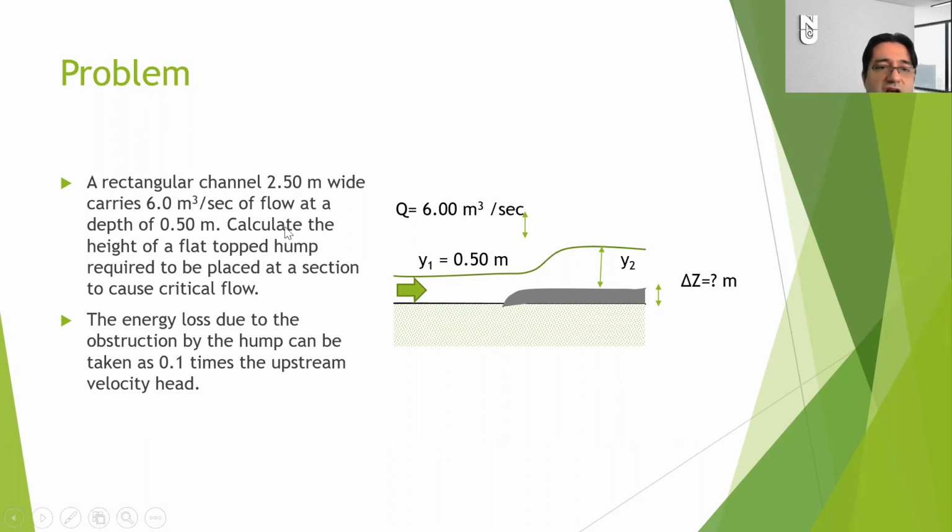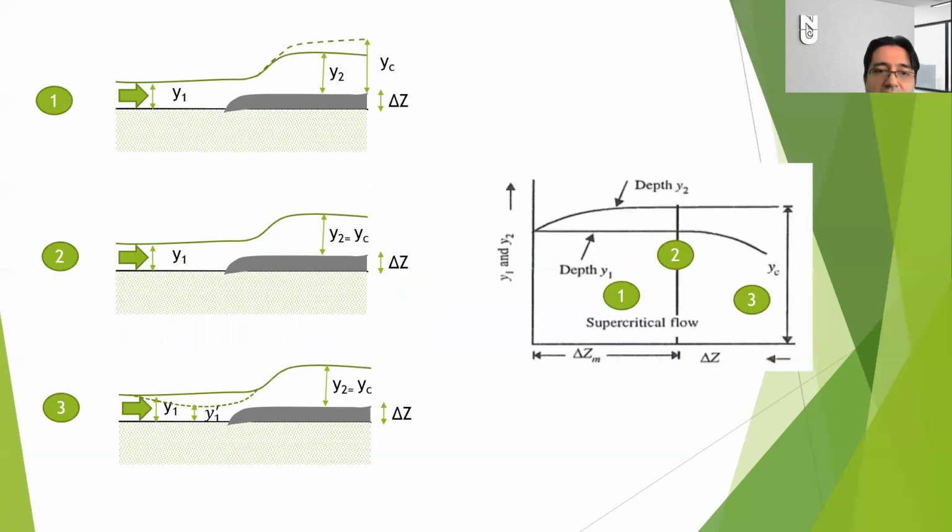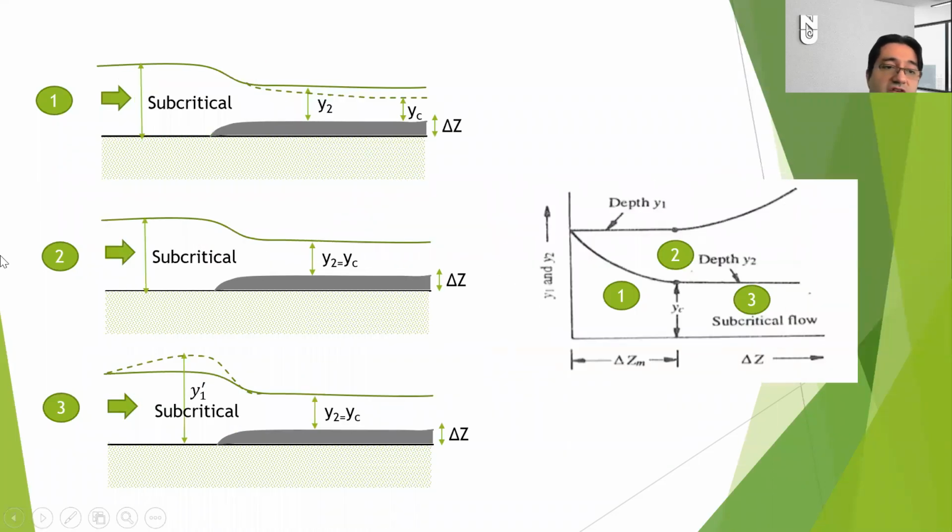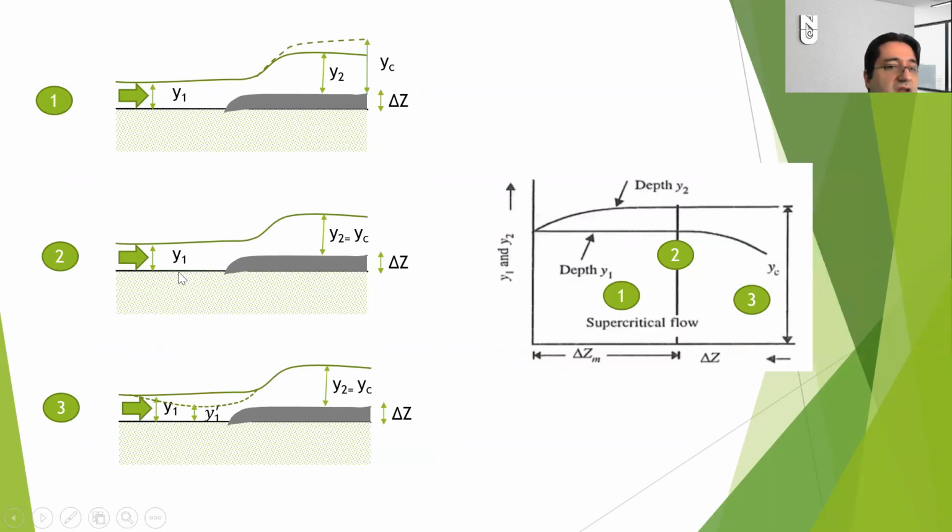It is asking us to calculate the height of a flat-topped hump required to cause critical flow. So it is asking what should be the height of this hump to have exactly this condition, case 2 or case 3, because we don't know at the moment if it is subcritical or supercritical, but I'd like to give you a sneak peek. This problem is a supercritical problem. This is the case, but anyway, we are going to confirm.